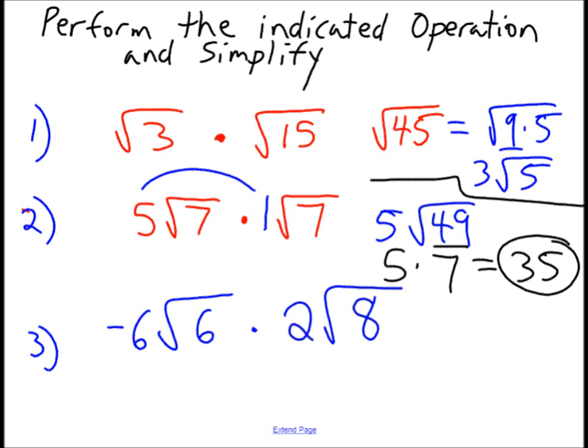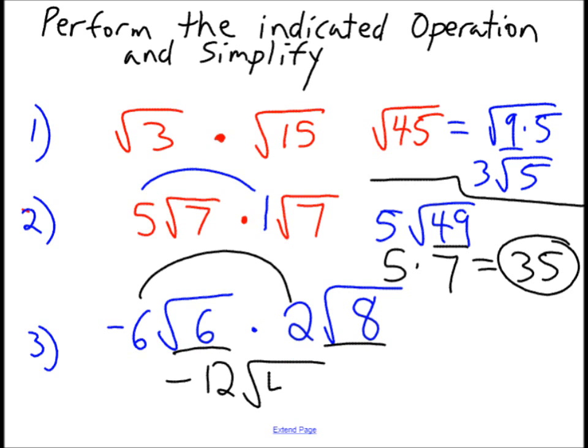And that one's a little bit different than some of the other problems because the number underneath the radical after we multiply it is a perfect square. And finally the last one, negative 6 times 2 is negative 12. I multiply my radicands together and I get root 48. And now I have to simplify.